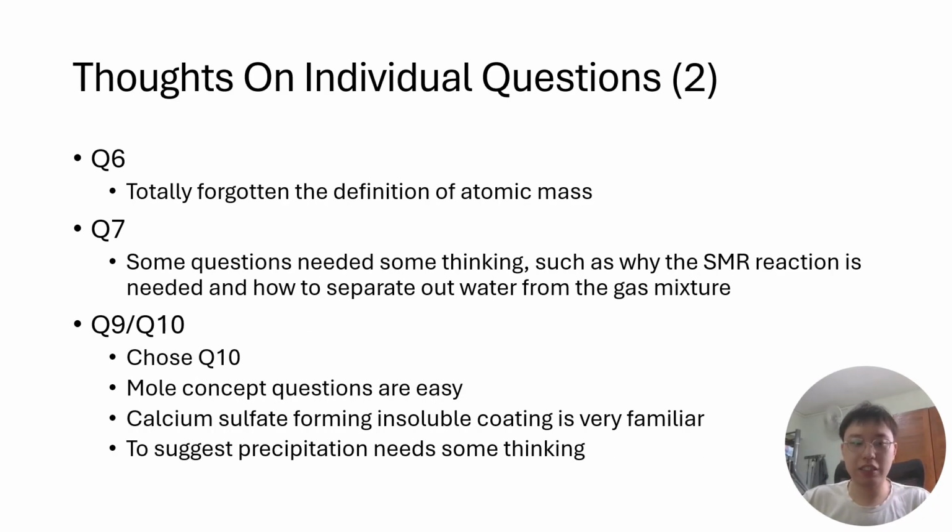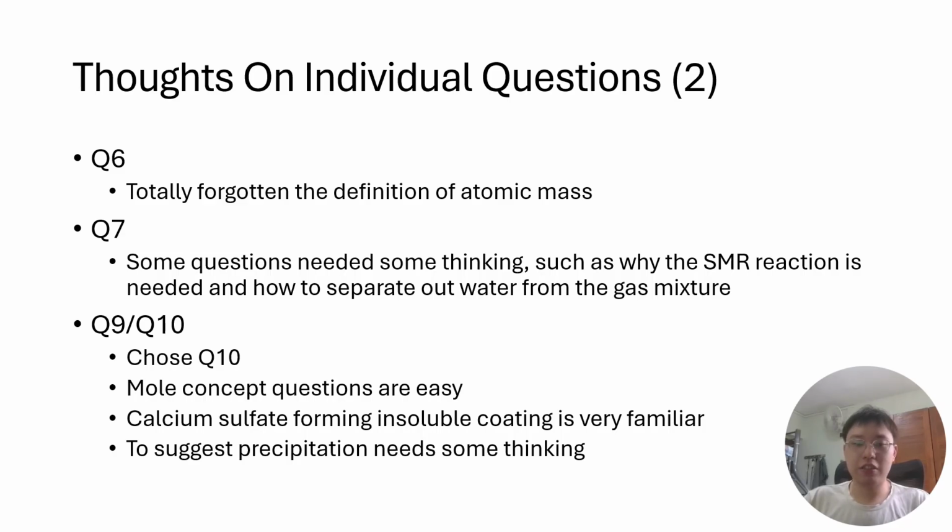Next would be question 6. I totally forgot the definition of atomic mass, so I tried to smoke my way through by saying that relative atomic mass is relative to the mass of a hydrogen-1 atom. However, that is actually not correct. It is actually relative to 1/12 of a carbon-12 atom. Therefore, I am very sure that I lost that mark.